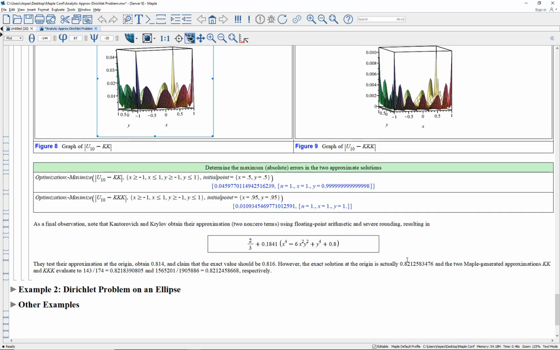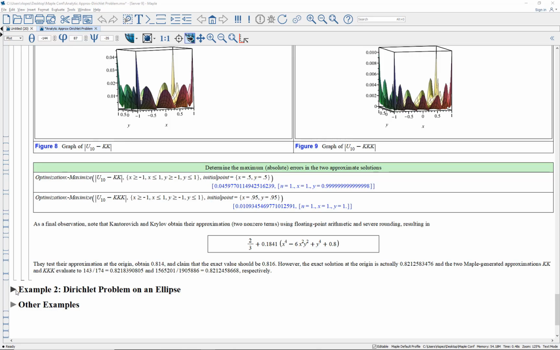But I found that the exact solution at the origin is 0.821, and these Maple generated solutions, the two-term and the three-term, evaluate at the origin to 0.822 maybe, and 0.821. Okay, so working in Maple was a lot more accurate than working with pencil and paper, the way Kantorovich and Krylov were forced to do.